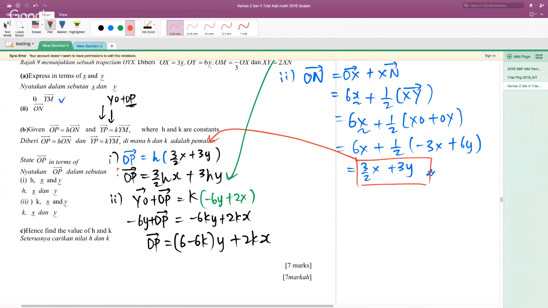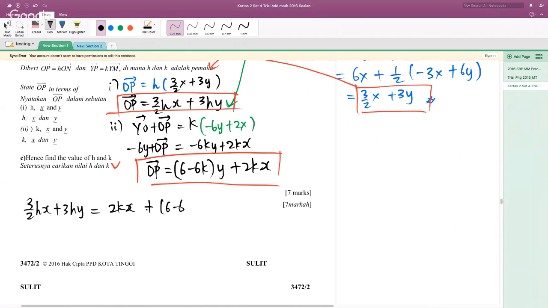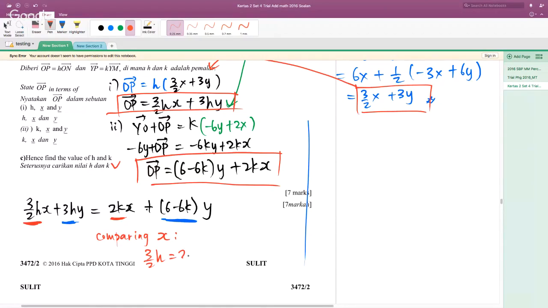Since I've done both of these parts, and both parts have OP as the subject, I know the third part is going to ask me to find h and k. So what I will do is substitute the one OP into the other OP, then do some comparison. So I will get 3 over 2 hx plus 3 hy equals, I write x first, 2kx plus 6 minus 6k y. Then I compare the x and then the y. So comparing x first, that means I will have 3 over 2h equals 2k.